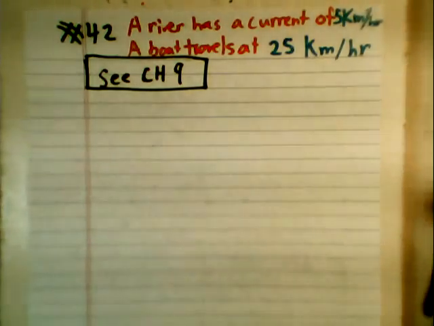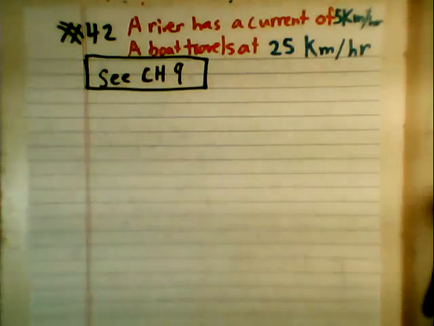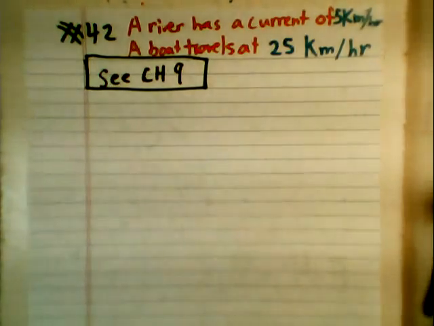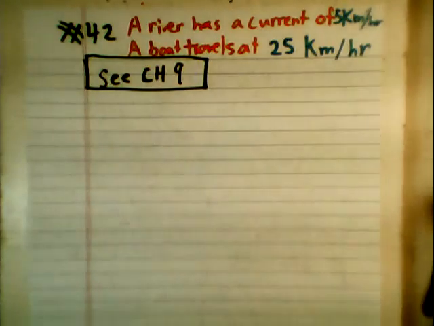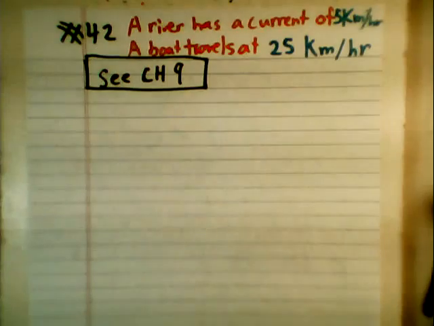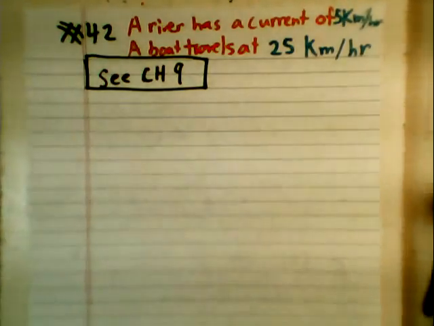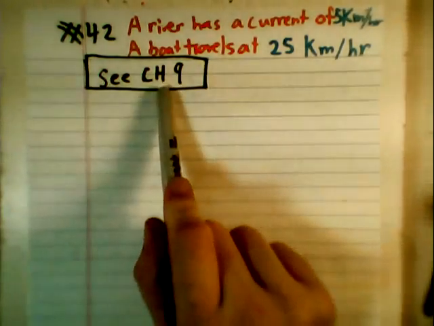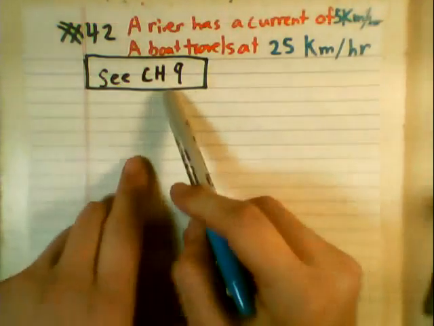So first we need to find the angle that the boat should be heading. And it also wants you to find how long it will take the boat to cross, given that the river is a quarter kilometers wide. So look at your Chapter 9 notes and see if you have this, but I'm going to go ahead and do this.